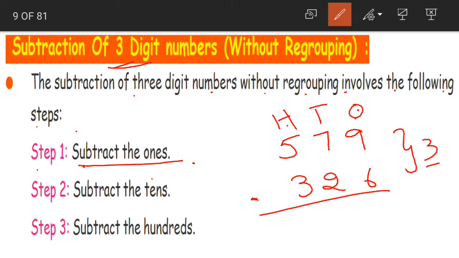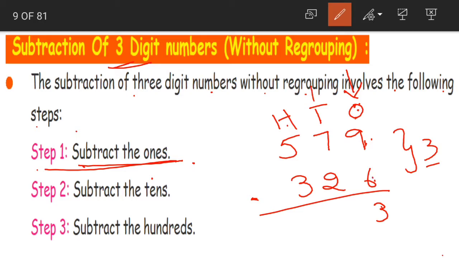Now what will our first step be? How will we start subtracting? We'll start subtracting from the ones place. Yes, so that will be our first step. Subtract the ones. Now in the ones place we are having 9 minus 6. Yes children, take out 9 fingers and close 6. How many will you be remaining with? 3. Yes, so 9 minus 6 is equal to 3.